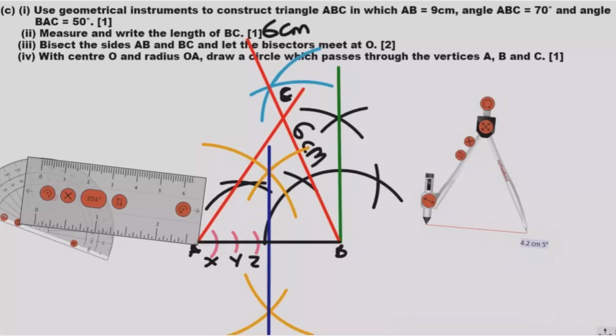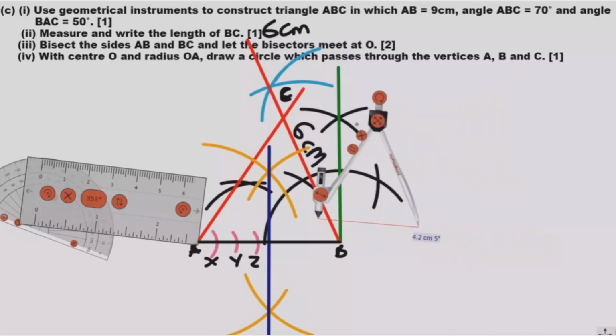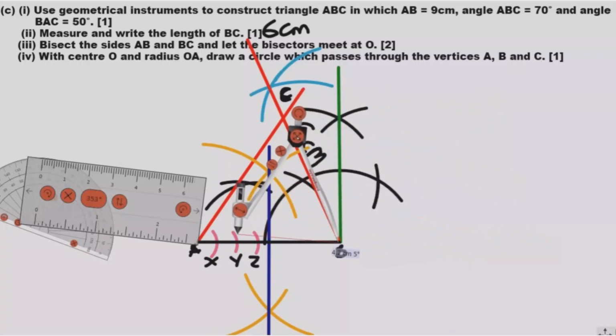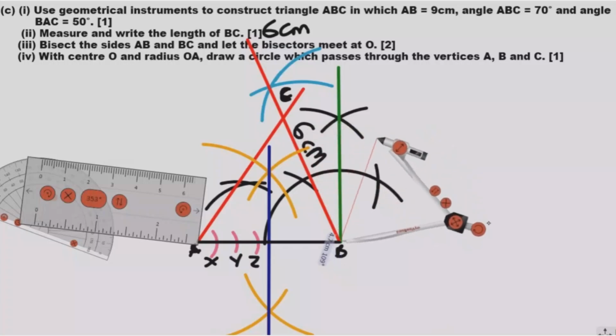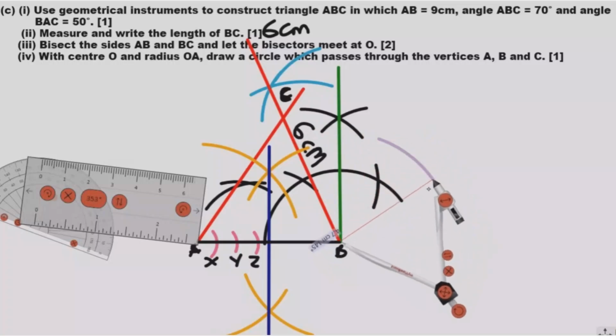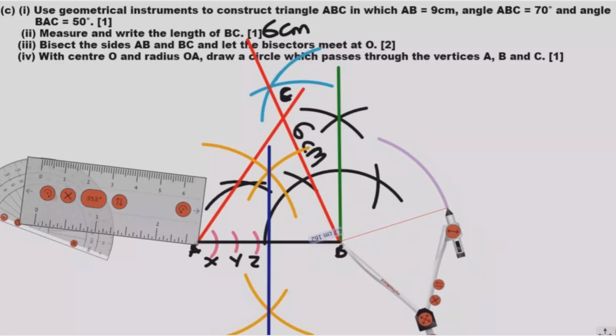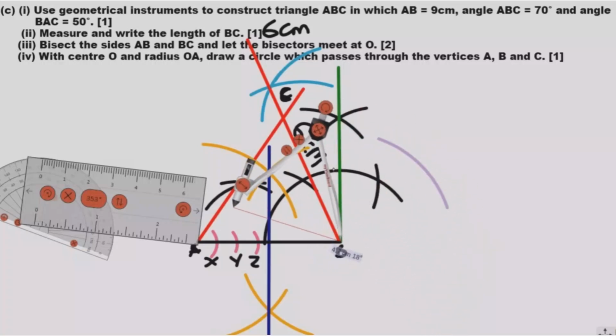Once we have done that, the next thing we are going to do is bisect line BC. So to bisect line BC, we get the compass like this. Now we get a length that is longer than half of this line. Then we draw the arcs. We draw the arc here, and we also draw the arc on this side.